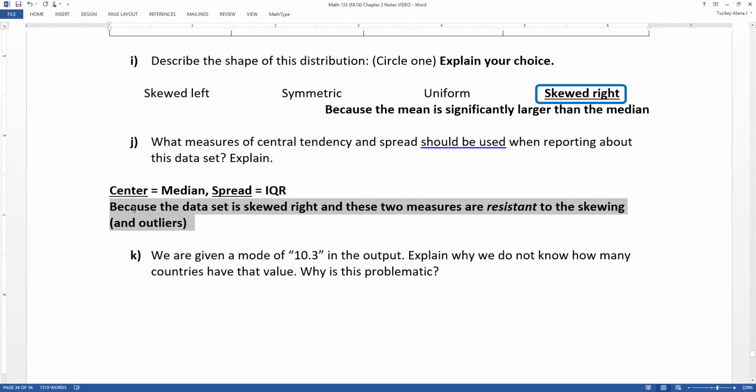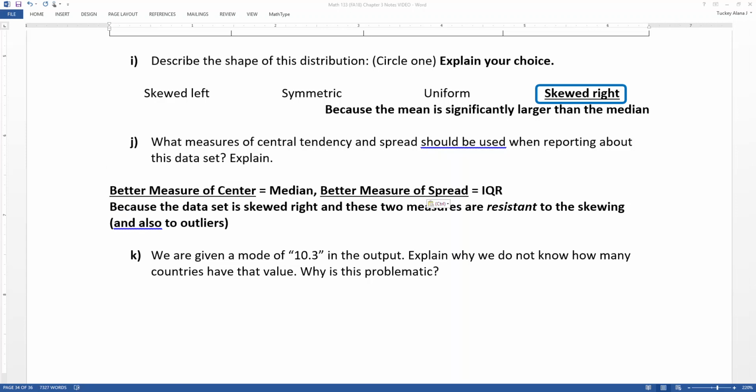There we go. So the better measure of center is median, the better measure of spread is the IQR, and that's because the data set is skewed right, and these two measures are resistant to that skewing, and also to outliers, if there are any, which is very likely in a skewed right data set like this. Those two values would be resistant to those outliers. There we have it. So, better measure of center, better measure of spread.